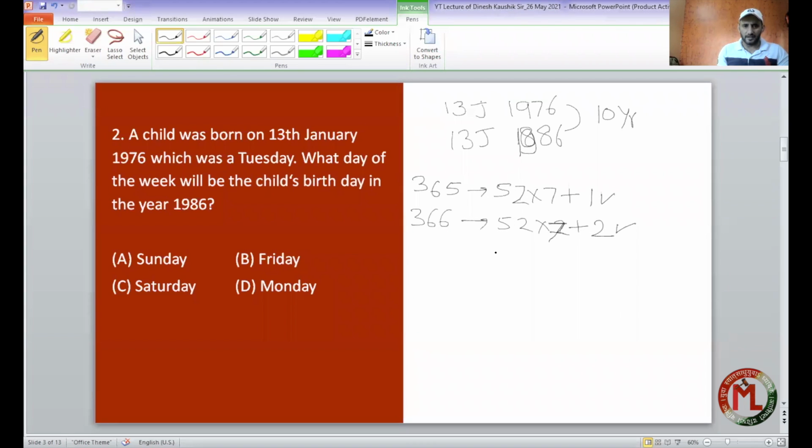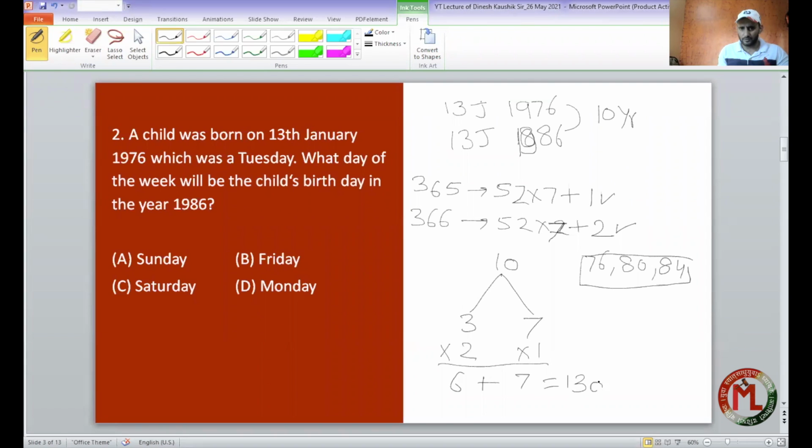So out of these 10 years, we can say 3 years will be leap years. Which 3 years? 1976, 1980, 1984. These 3 years will be leap years and 7 years will be non-leap years. So each leap year has 2 days extra and a non-leap year has 1 day extra. So how many days extra will you get? 3 twos are 6, 7 ones are 7. 6 plus 7, 13 days. So we are getting 13 days extra.